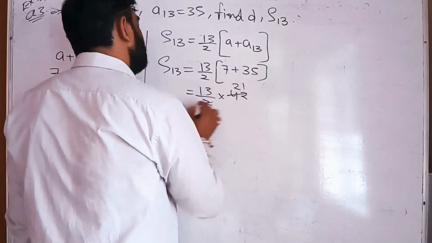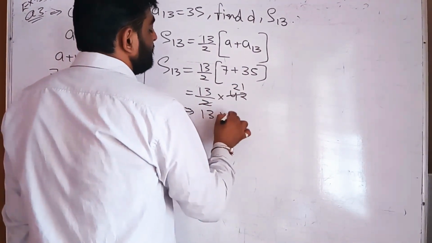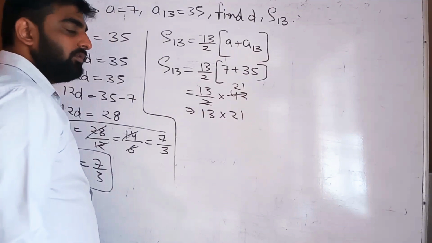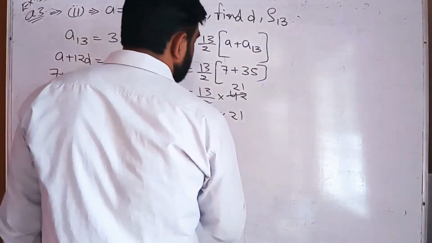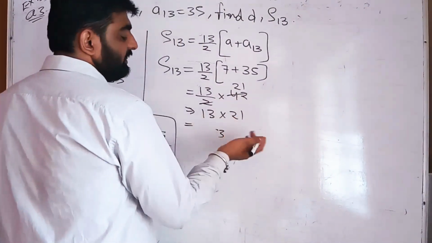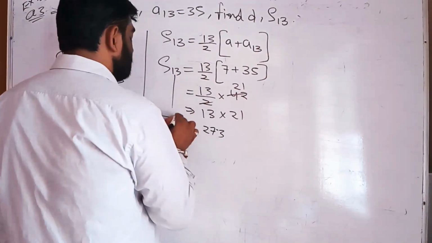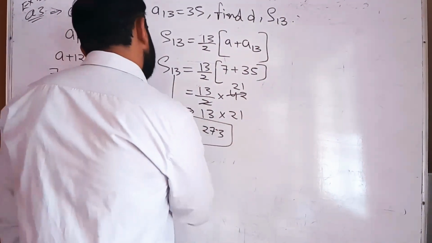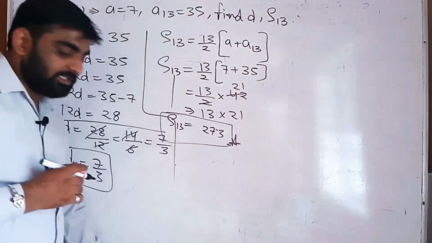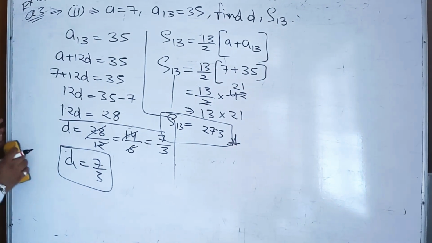If we subtract 21 over there, that is 31. 13 into 21: 13 ones are 13, 13 twos are 26, 26 plus 1, 27. So 13 is equal to 273 students. I hope you understood this question.